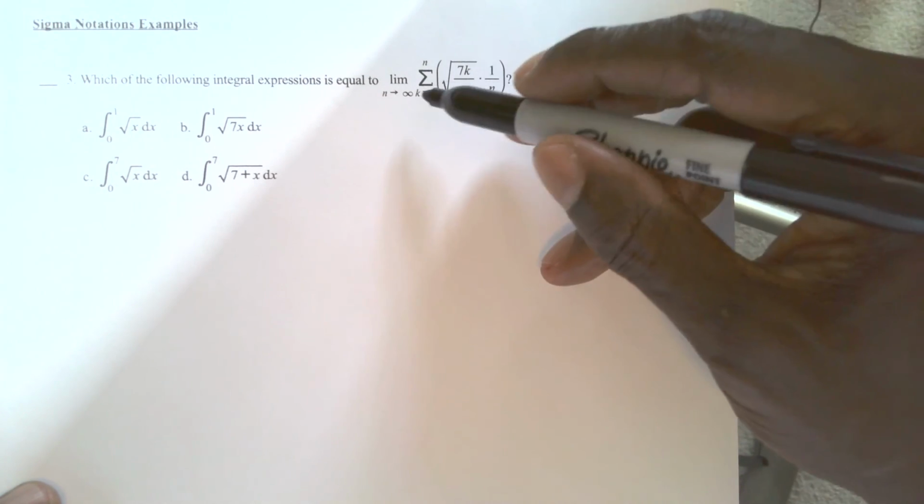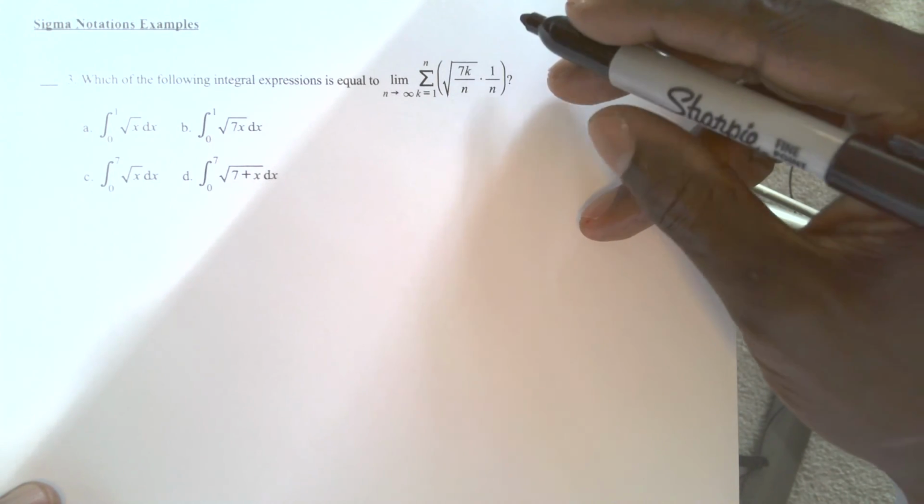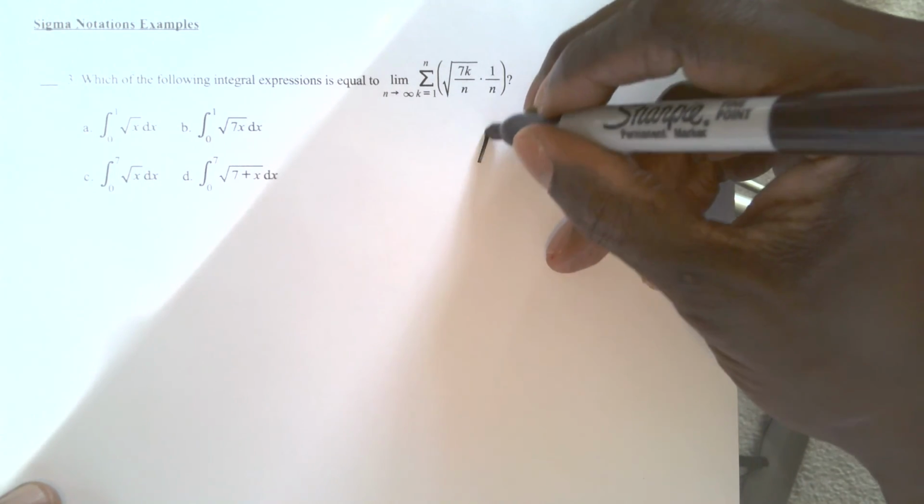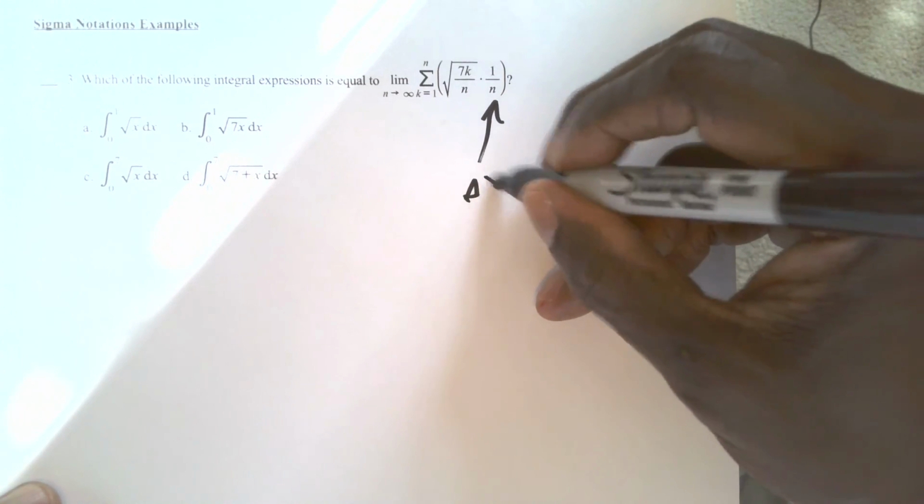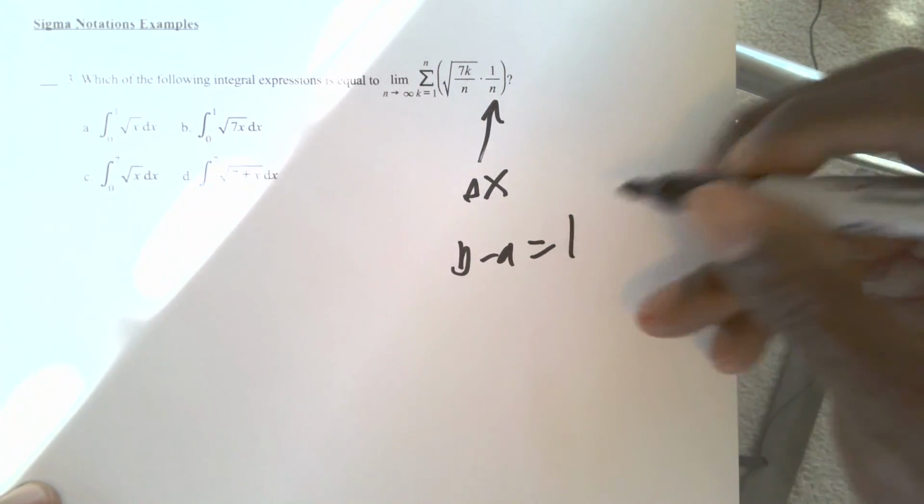All right, let's look at our last example here. So here is our last example. And again, they're giving me the sigma and they want the definite integral. Now, again, I like to identify delta x. There's delta x. So b minus a better be 1.